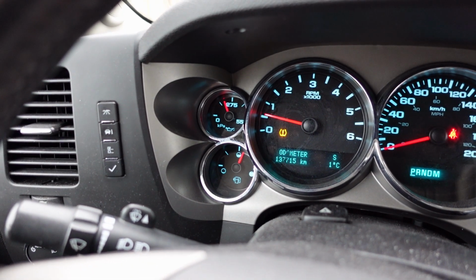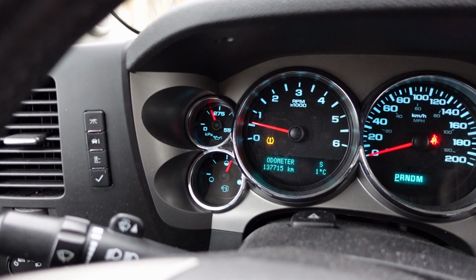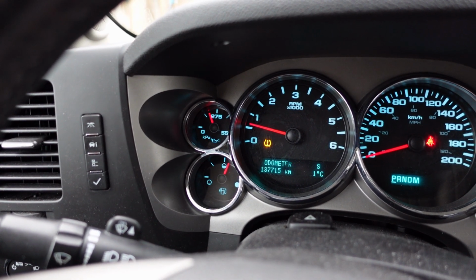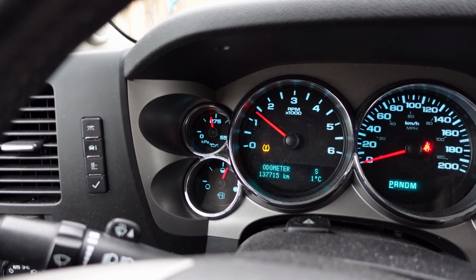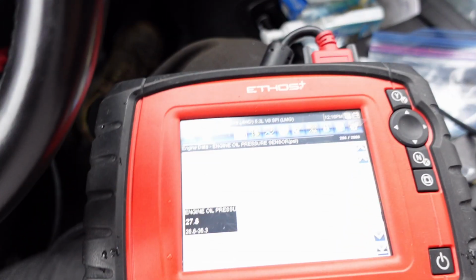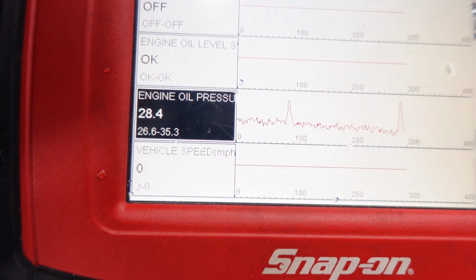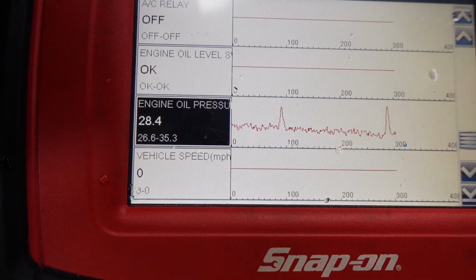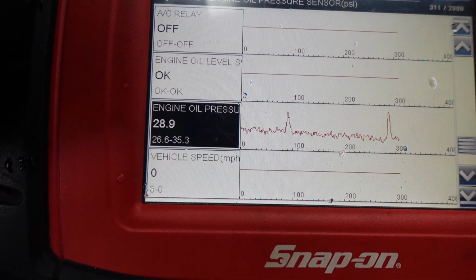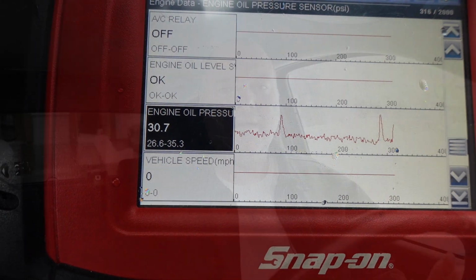Okay, so ignore the tire light. But yeah, oil pressure's starting to sink as it warms up. Okay, it comes up. That's in kPa. Down here on my scanner though, we have it listed in PSI. And that's not terrible. Okay, but it's going to dip lower as I drive further.